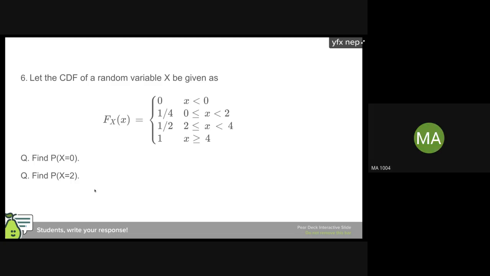But I'm saying, let's remove this CDF here. Suppose you have the CDF of a continuous random variable. In that case, we cannot find the probability at a point, so it will be 0. Okay. For this case, what should be the answer to question 1 and question 2? 1 by 4 and 1 by 4, both. Yes, sir. Okay.